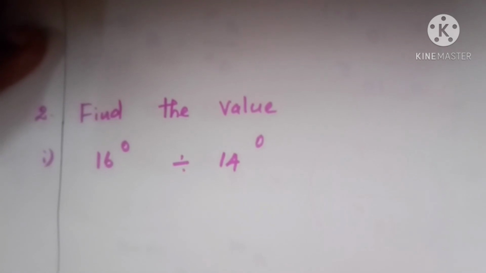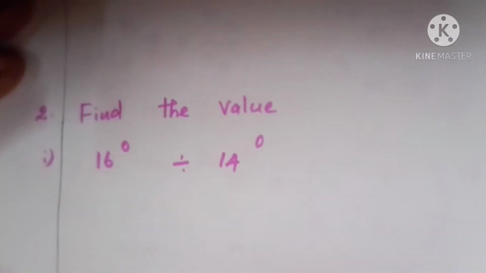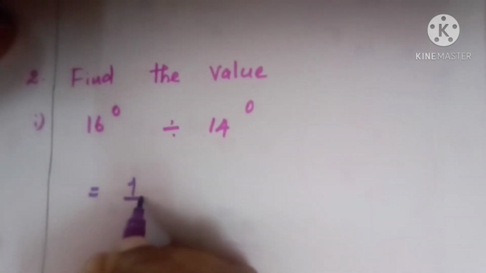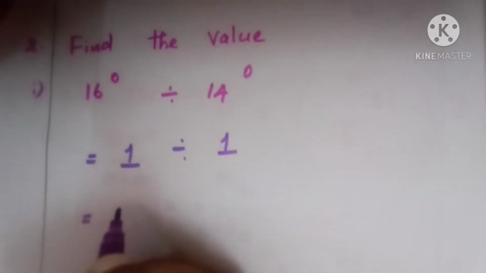The second one, first sum, 16 power 0 divided by 14 power 0. We know that anything power 0, the value is 1. So 1 divided by 1, we get 1 only.